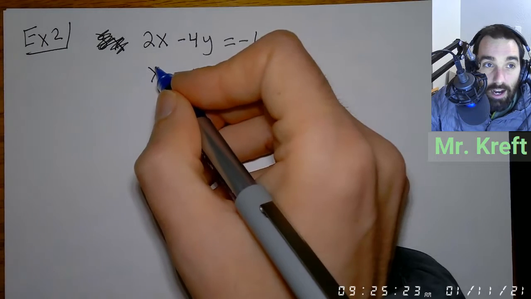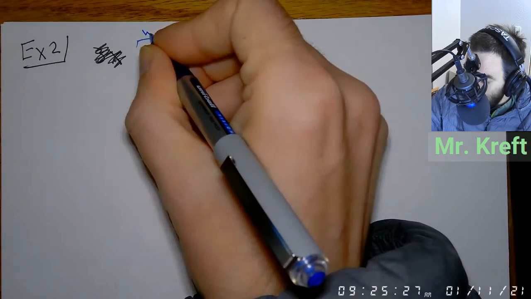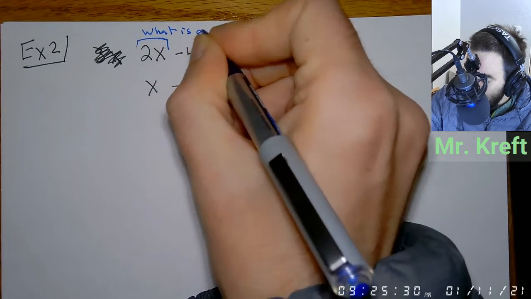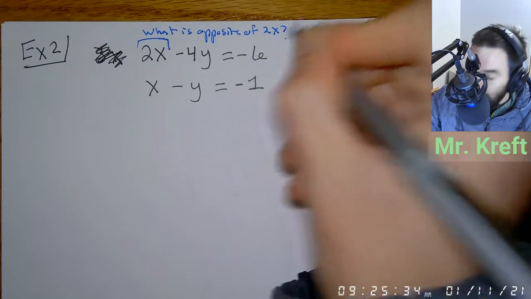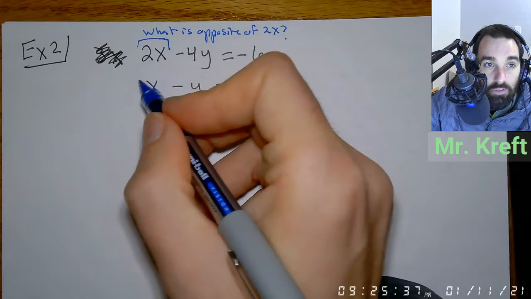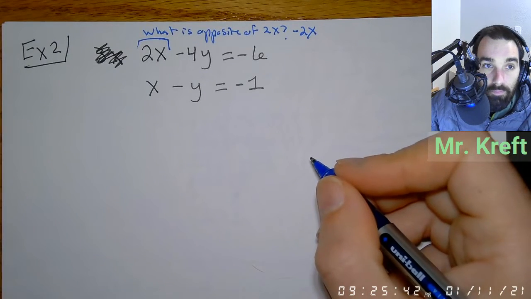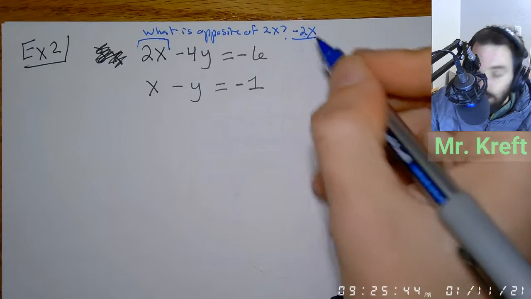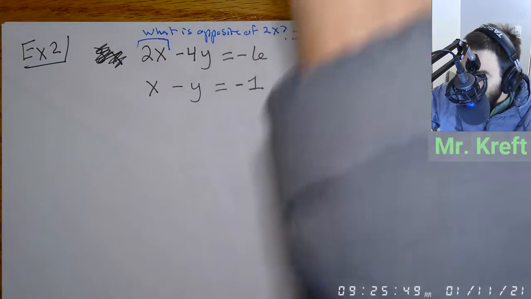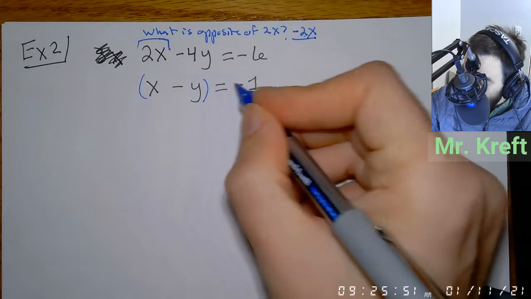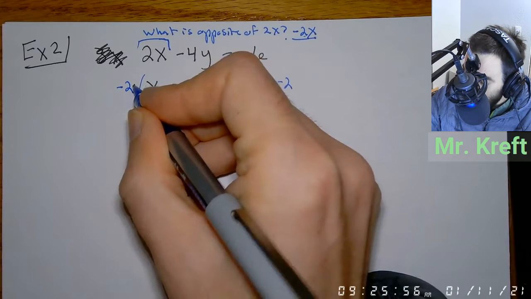So what I'm going to do here is, what's the opposite of 2x? Right, so we're looking for what is opposite of 2x. So in this case, it would be -2x. Okay, so what I need here is -2x down here. So what I'm going to do is multiply both sides by -2.